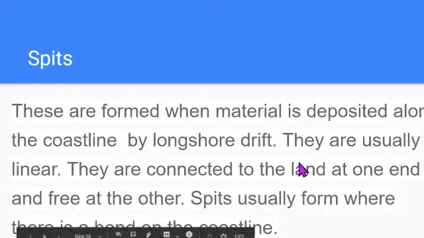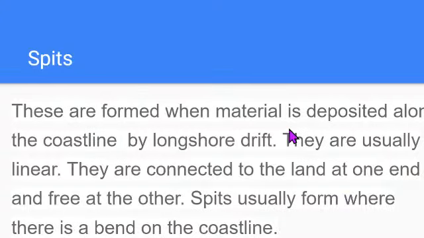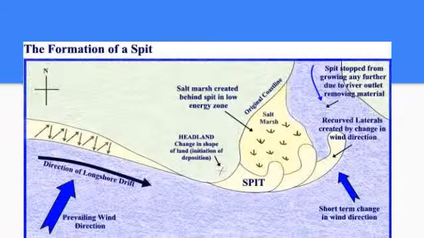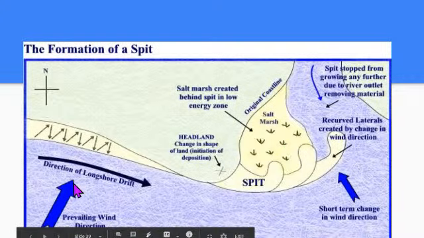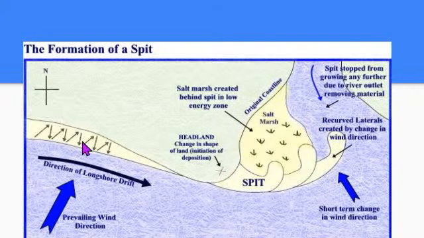So spits, they're connected to the land at one end and they are free at the other. They usually form where there is a bend in the coastline. So we said that one already. Formation of a spit. This is a better example here. So we have longshore drift. This is the direction. So we have that zigzag pattern. Materials are being moved up and down the coast. Yes, they're still being moved, and then you have a change in the shape of the land or change in the shape of the island. So because there's a change in the shape of the island, the deposition starts taking place right on the outside here.